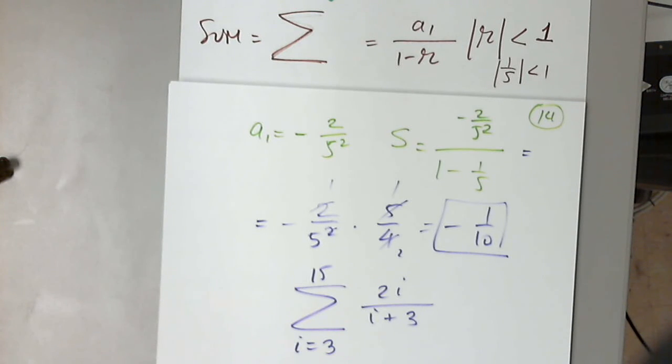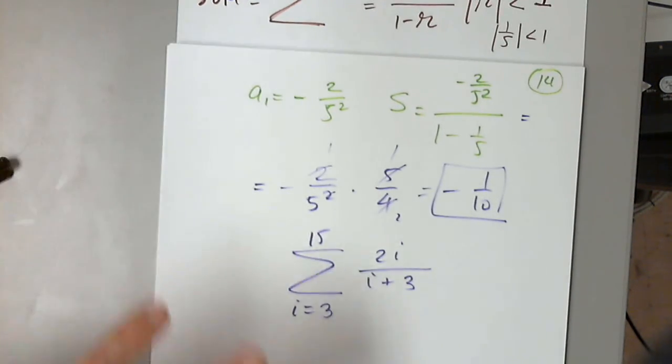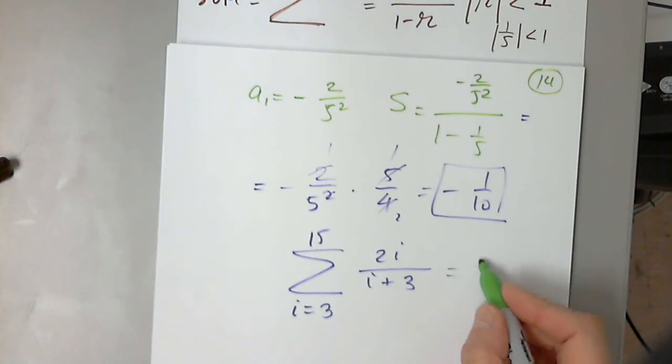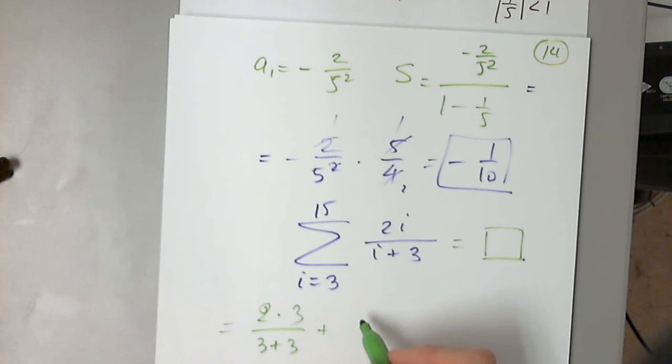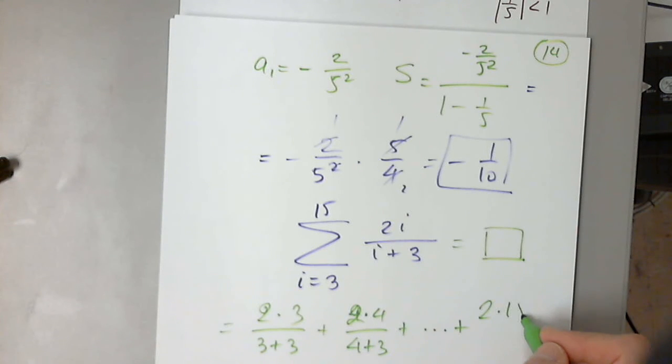If you don't have a calculator, which I don't, I have 2 calculators, one of them doesn't. So if you do not have a calculator that gives us the number here, just write this. When i is 3, 2 times 3 over 3 plus 3, plus, when i is 4, 2 times 4 over 4 plus 3, plus ... plus 2 times 15 over 15 plus 3. And do not calculate the sum. If you have a calculator that gives you this number, you do not have to present this. Just put everything in the calculator and give the sum. If you don't have a calculator, that's fine.